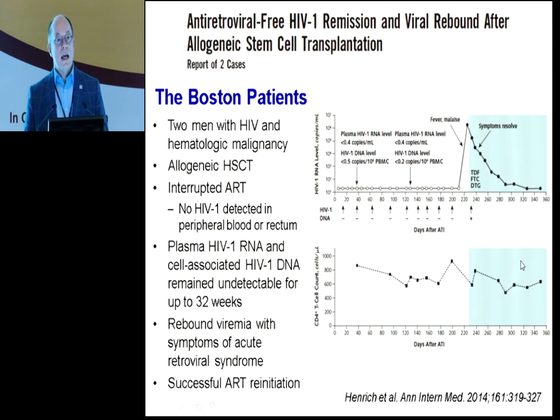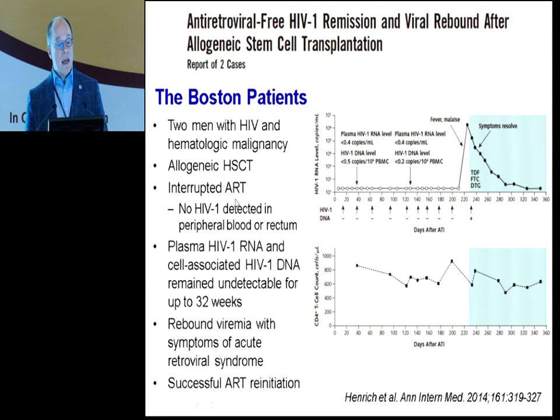So this is not a scalable intervention. We can't ablate people's immune systems with chemotherapy and give them a stem cell transplantation. Some people would die from that. But there are other cases. You'll hear these terms, the Boston patients. These were 2 men who also had HIV with a hematologic malignancy, also got allogeneic stem cell transplants, but importantly, the donors were not homozygous for CCR5 delta 32.